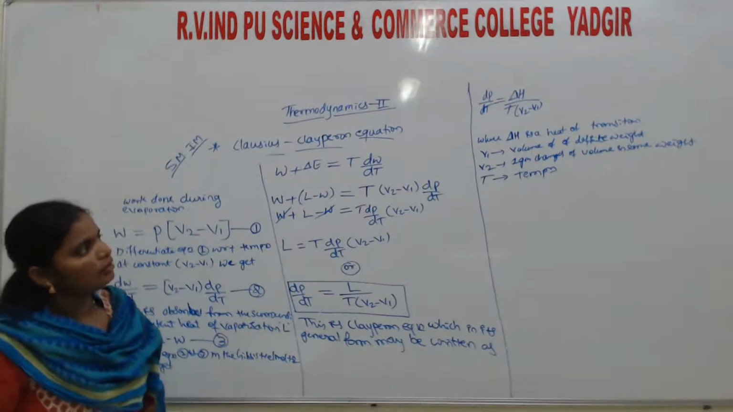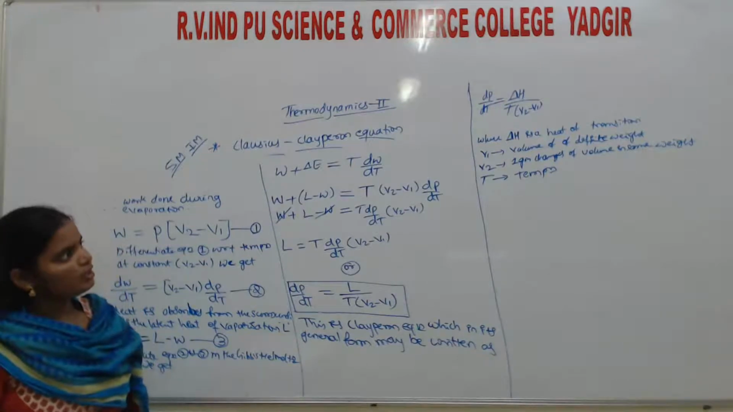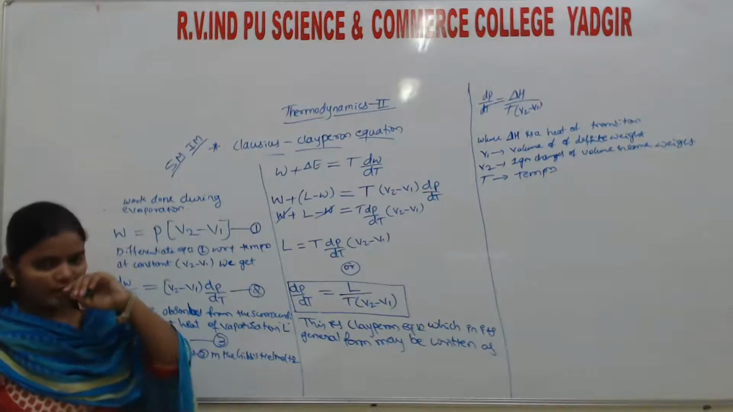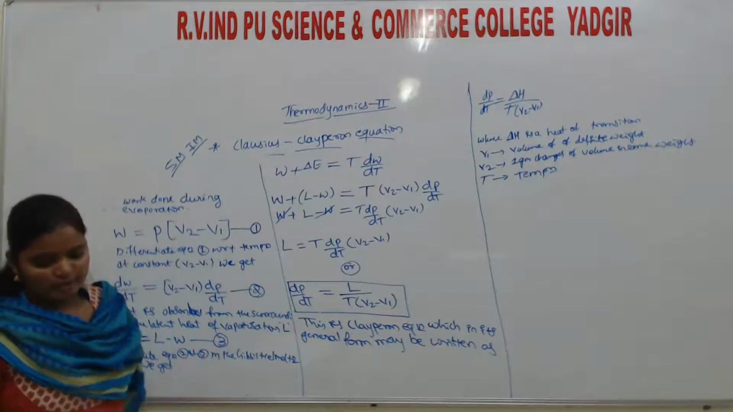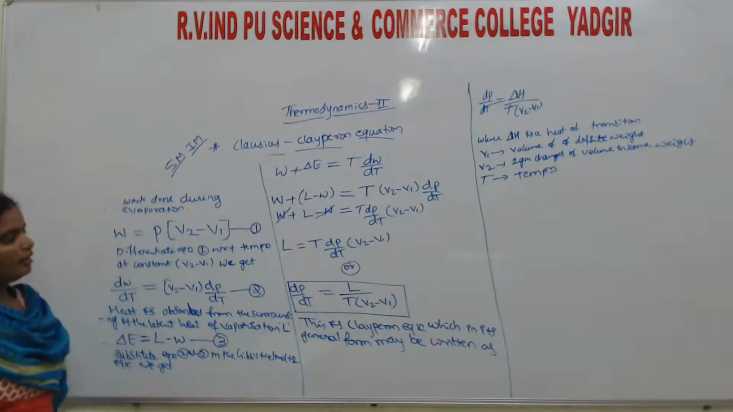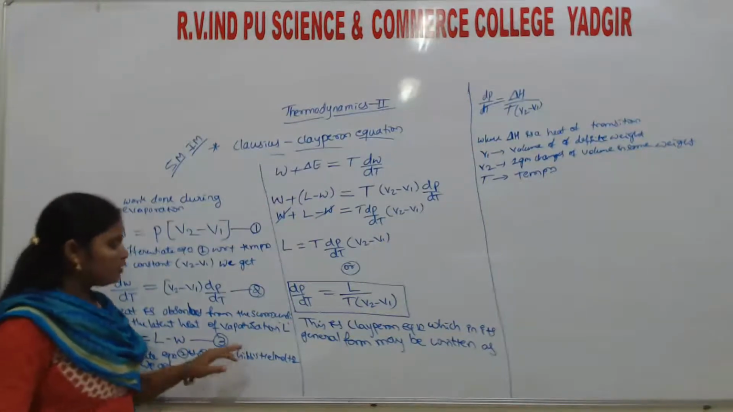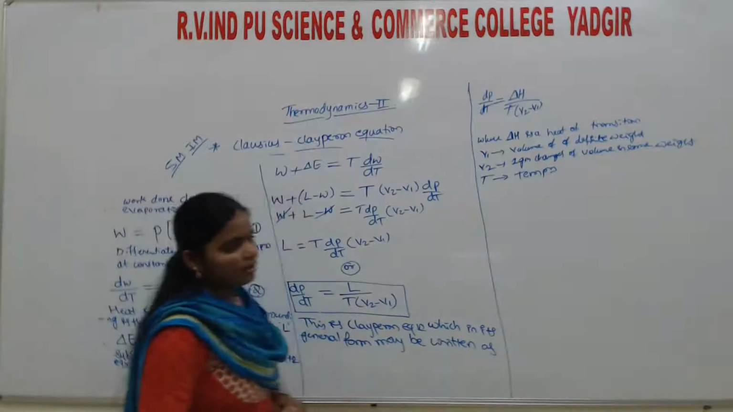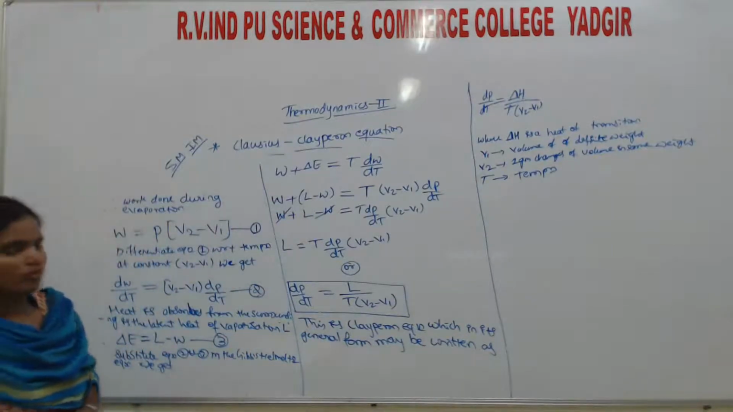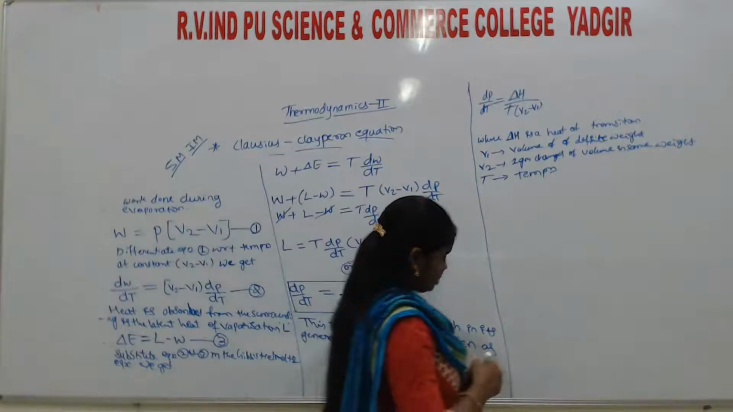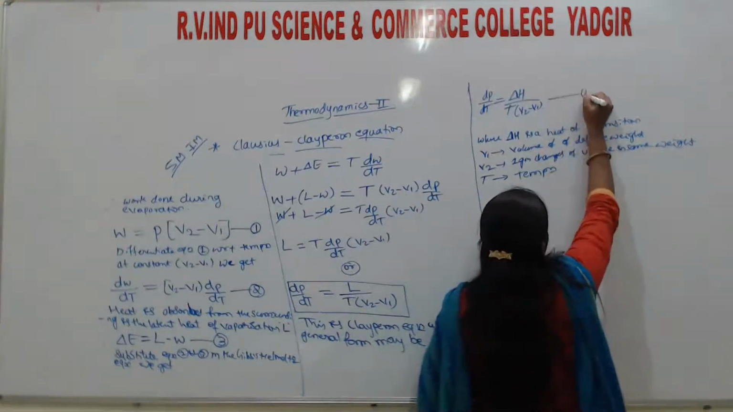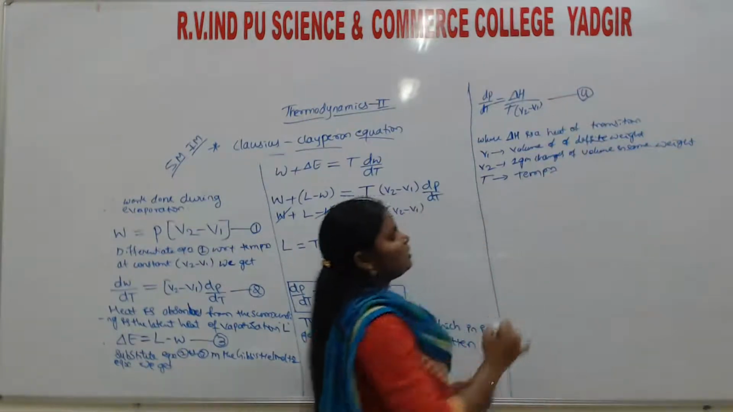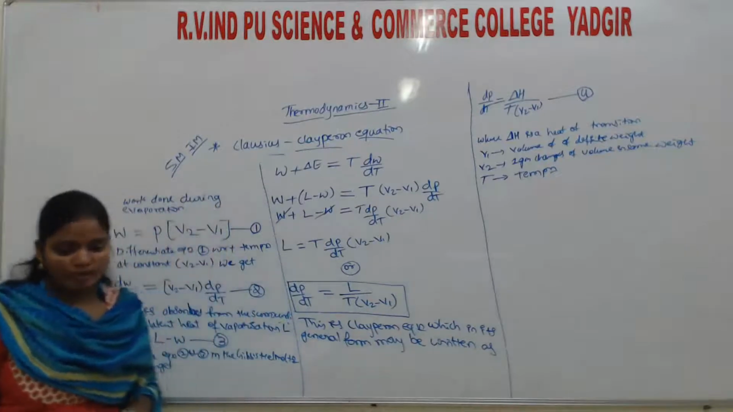Then you get dP divided by dT is equal to delta H divided by T into V2 minus V1, and this is equation number 3, and here is equation number 4. This is equation number 4. Next, equation number 4 is modified.